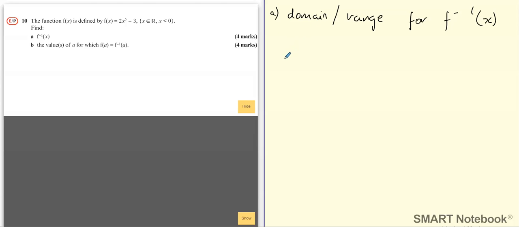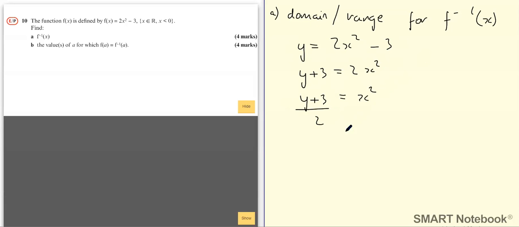So we've been asked to work out the inverse of f of x. So we think about this: y equals 2x squared minus 3, y plus 3 equals 2x squared, x squared equals y plus 3 over 2, and finally x equals the square root of y plus 3 over 2. Okay, so I've now got this. Now, it said here that x is less than 0 originally.